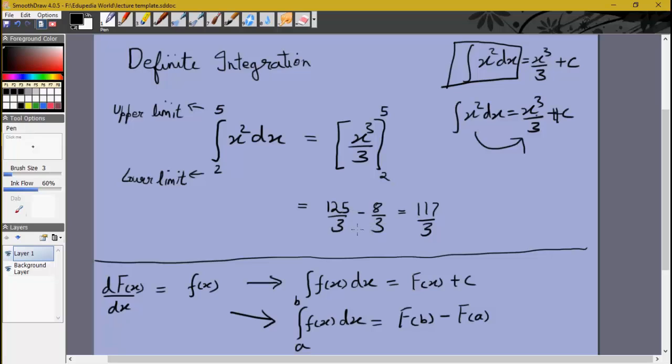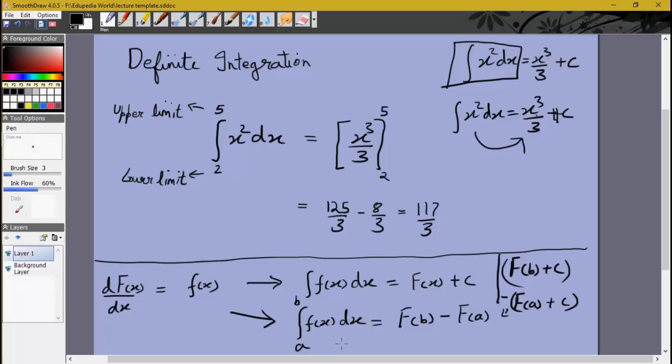And those 10s would cancel. Or here you could say the value of this integral at b would be F of b plus c, and at a would be F of a plus c. When you subtract the second from the first, c will cancel and you will get F of b minus F of a. So this is another way you can see why we don't have a constant of integration in a definite integral, because it cancels out.